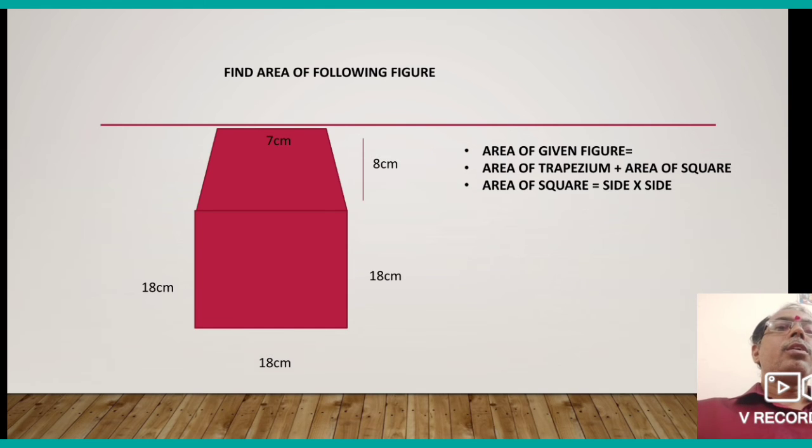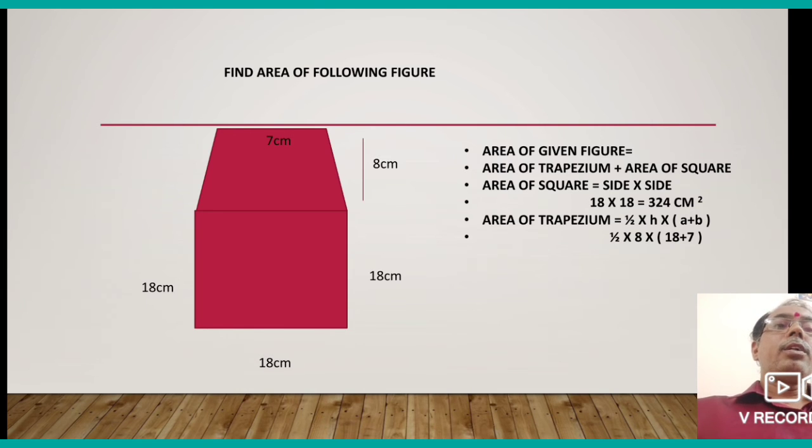Okay. Now area of a square is side into side. Then area of a square we can get simply 18 into 18, 324 centimeters square. Then area of a trapezium, we know that half into h into a plus b, then half into 8 into 18 plus 7. Then we get 4 into 25, that is 100 centimeters square. So therefore required area is 324 plus 100, that is equal to 424 centimeters square.